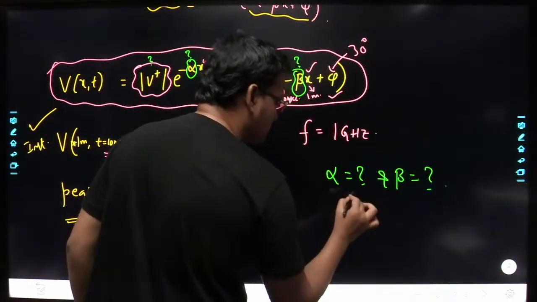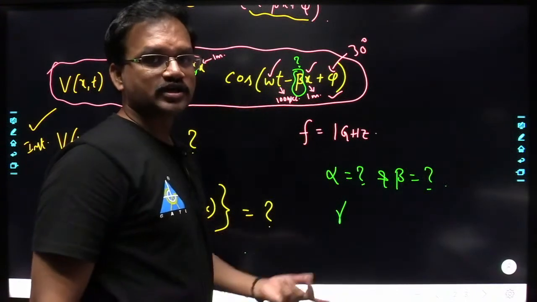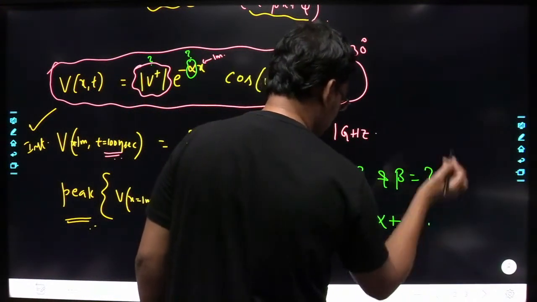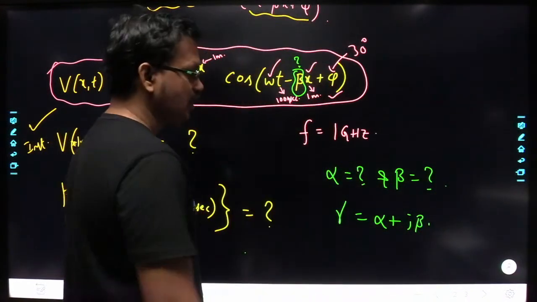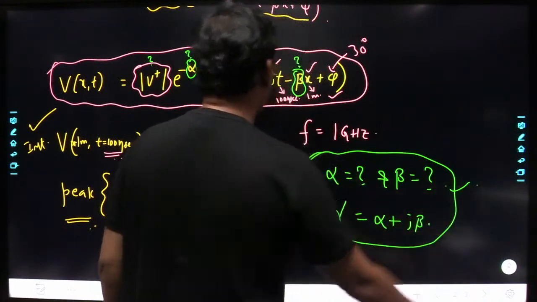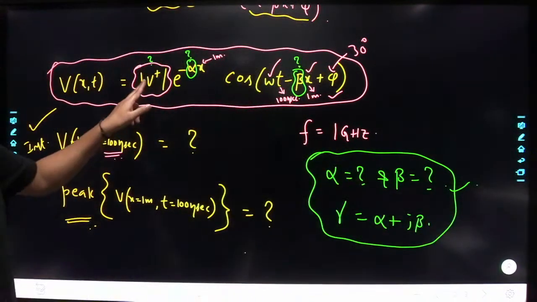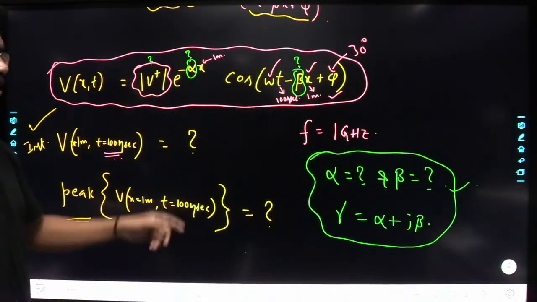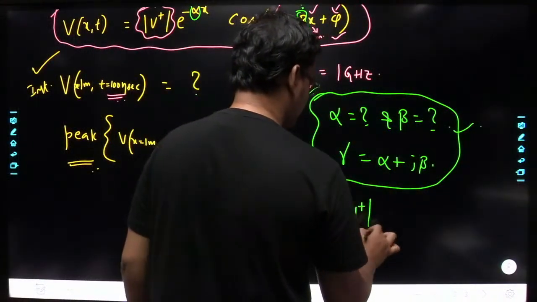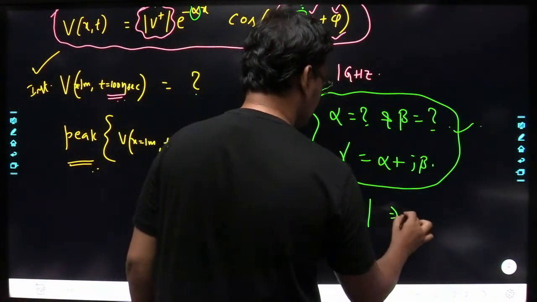If you want to determine alpha and beta, you have to determine the propagation constant gamma. Gamma is equal to alpha plus j beta. Understood? So you have to determine alpha as well as beta. Next, you have to determine the magnitude of V plus. Right? Okay.